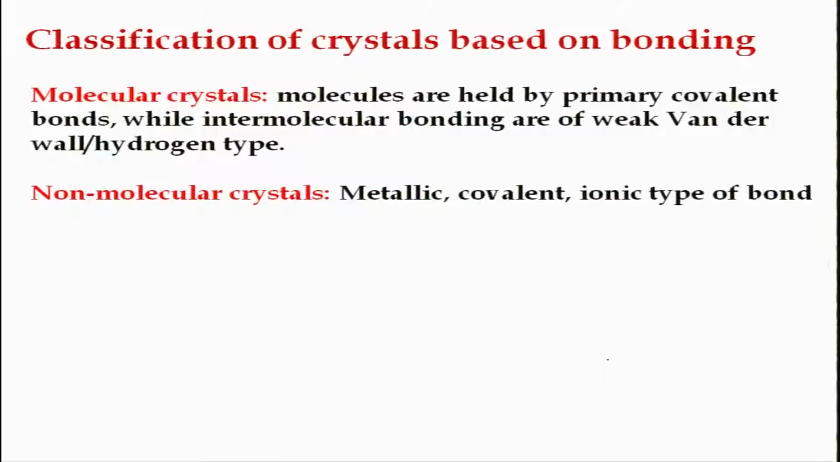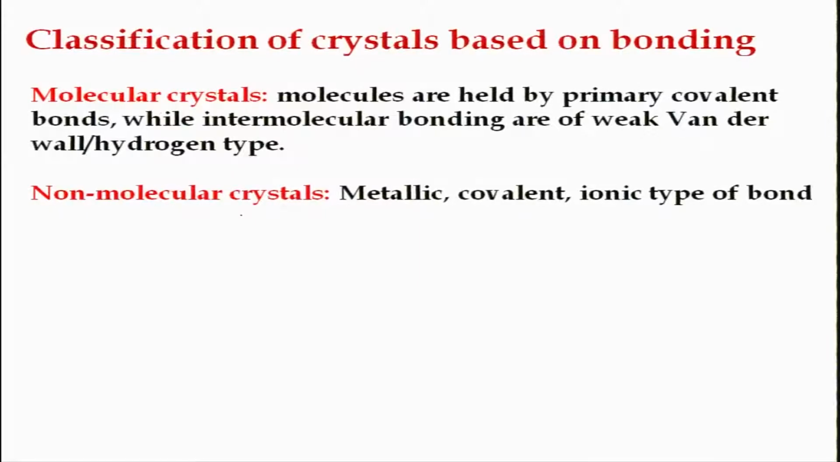So, you can do another classification based on bonding. In molecular crystals, molecules are held together by primary covalent bonds, whereas intermolecular bonding could be of weak van der Waals type or hydrogen type. These are molecular crystals such as polymers.